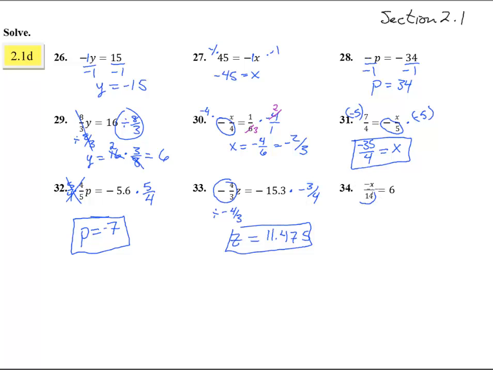And the last one, number 34. We're trying to get rid of this negative and the 14 at the same time, so we're going to times by a -14. Times by a -14 on both sides, and we end up with x equals -84. And there we go.